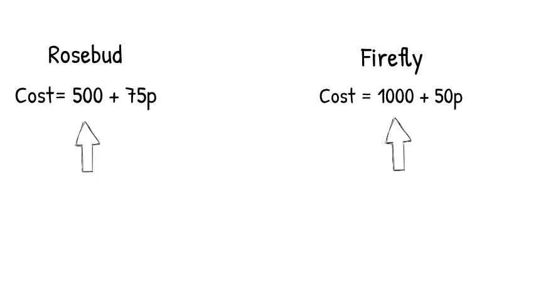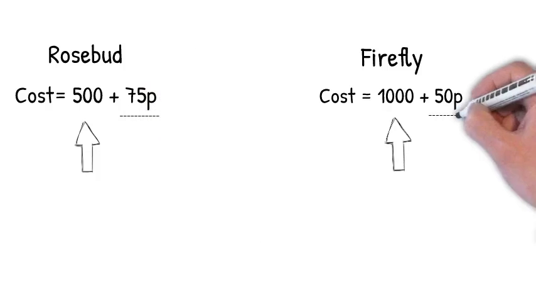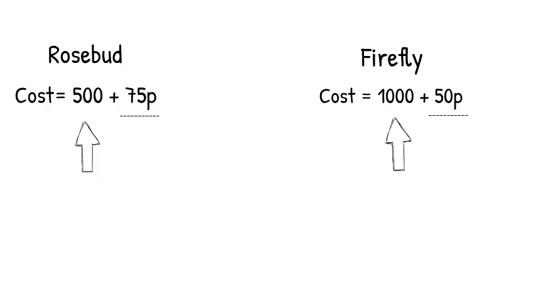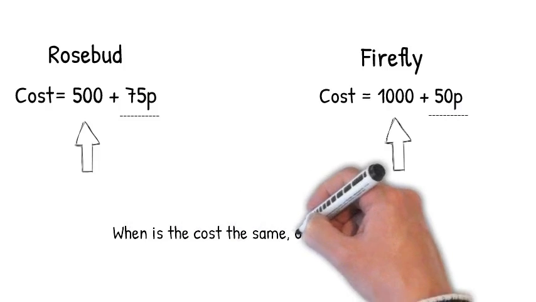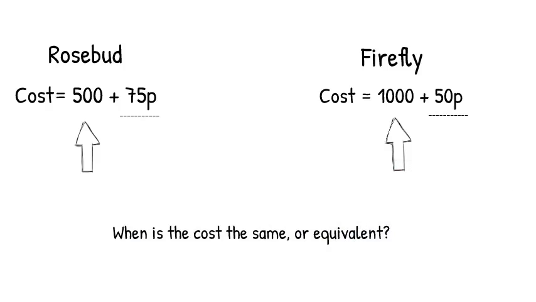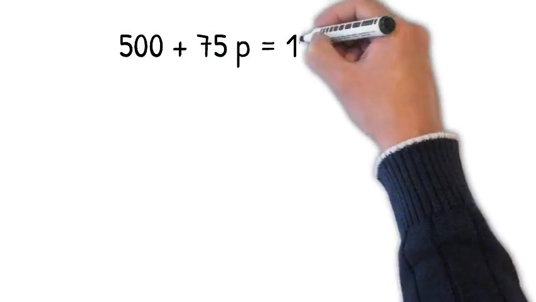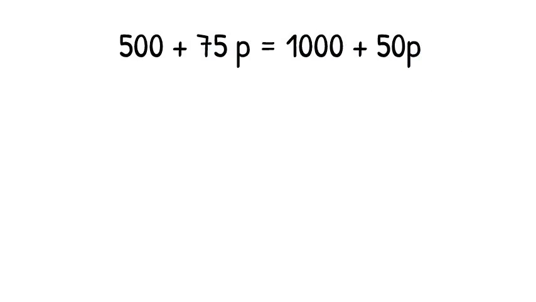You'll notice that Firefly's initial cost is much higher than Rosebud Hotel's. But their variable cost depends on the number of people who show up, and Firefly's is much lower. We want to know how many people need to attend for the price of both places to be equal or equivalent. So we've got to figure out how many people need to attend both Rosebud and Firefly for their prices to be the exact same.